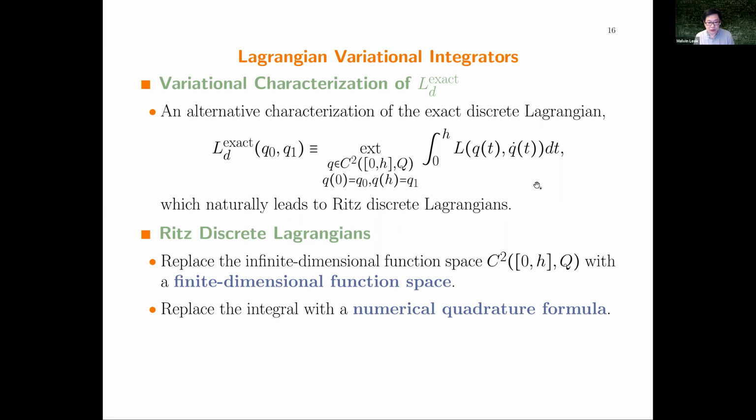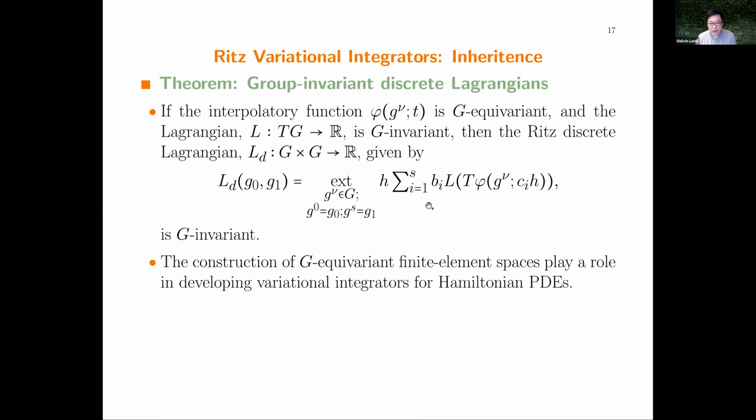But this variational characterization leads to a very natural class of Ritz discrete Lagrangians, where you replace this family of twice differentiable curves with a finite dimensional function space, and replace the integral with some sort of quadrature rule. When you do that, there are again a bunch of meta theorems. We say that if the approximation spaces you use have what is called a group equivariance property, and the continuous Lagrangian is invariant, then this Ritz discrete Lagrangian is group invariant, and then because of the discrete Noether theorem, it's going to preserve some momentum maps. So this is a way to systematically construct momentum preserving methods.